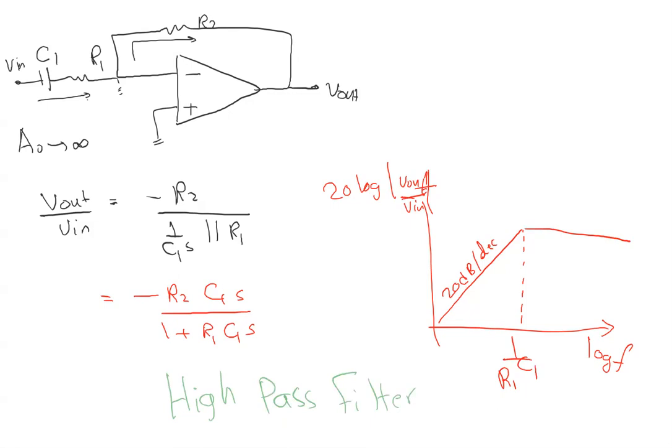Now you can have a more complicated network around this op-amp to form a second order filter.